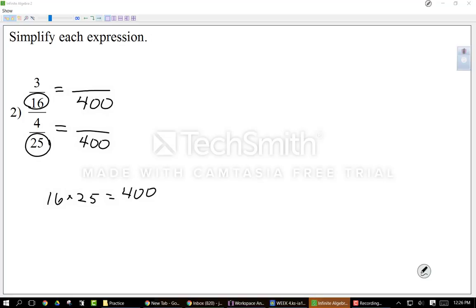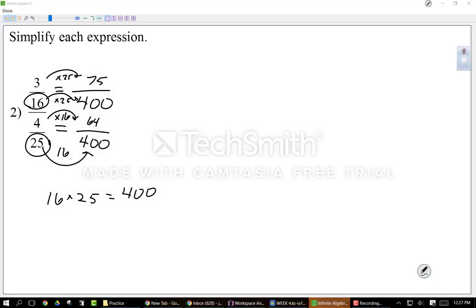So that gives you the 400, okay? If it was 8 and 25, then it would be 200, because 8 times 25 is 200. So that could be my new denominator. So 25 times what is 400? Well, it's 16. So multiply by 16, that's 64. 16 times 25 is 400. So 3 times 25 is 75.